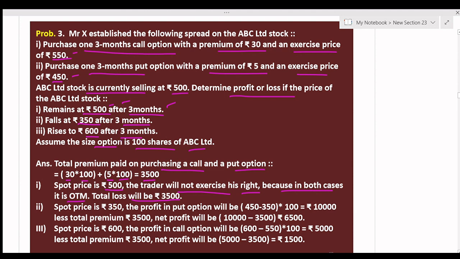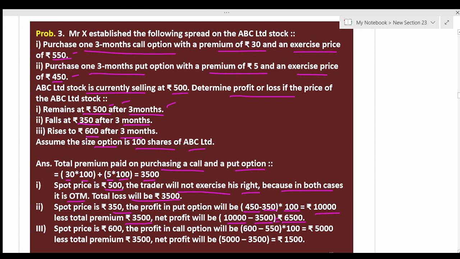When the spot price will be 350, then the trader will exercise the put option because the spot price is less than the strike price. The profit on the put option will be, 450 is the strike price and the spot price is 350, into 100, that is equal to rupees 10,000, less the total premium paid rupees 3,500. Net profit will be 10,000 minus 3,500 is equal to rupees 6,500.